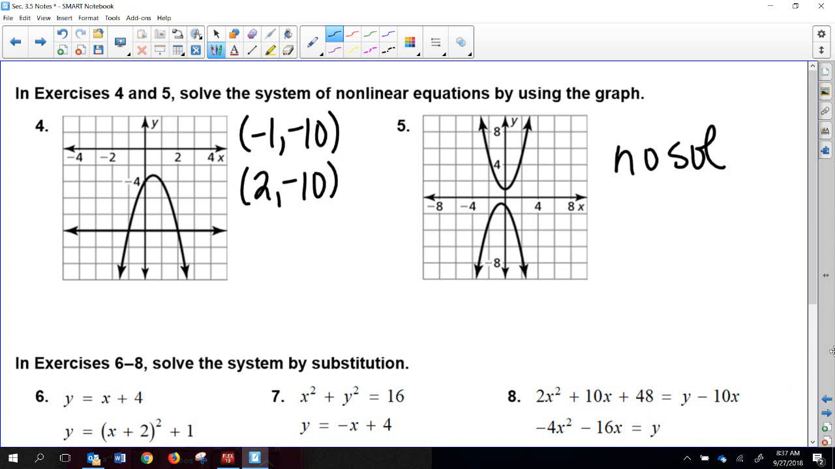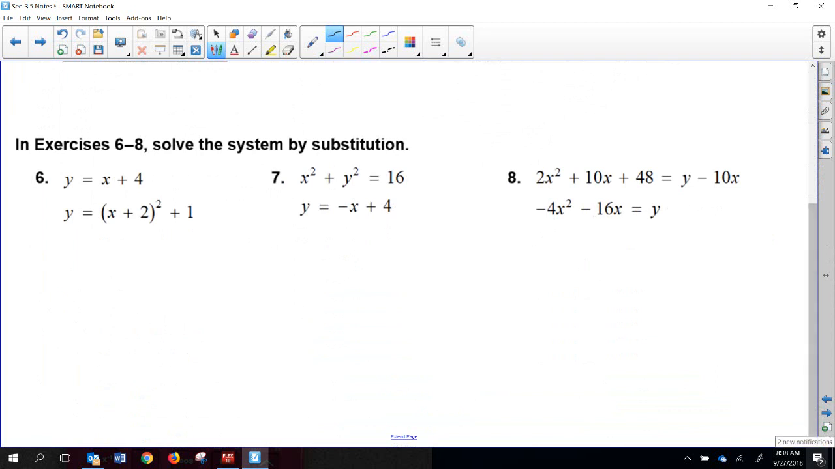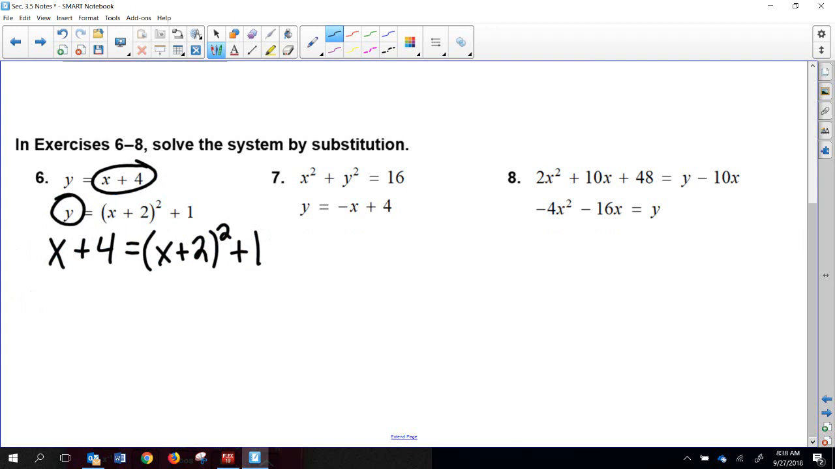All right, so far we've looked at the graphing methods. Now we're going to look at how we can solve systems by substitution. And these are going to be nonlinear in some cases. So looking at number 6, the first function we have is linear. The second one we have is quadratic. So all we have to do is say, if y equals this and y equals this one, then this can be substituted in right there. So we are just going to have x plus 4 equals x plus 2 quantity squared plus 1.